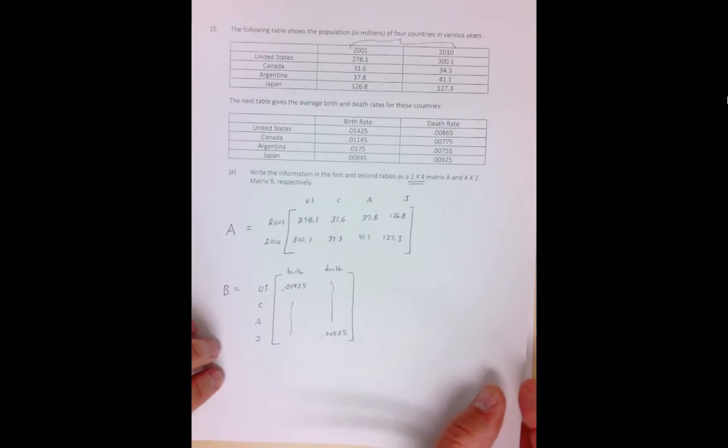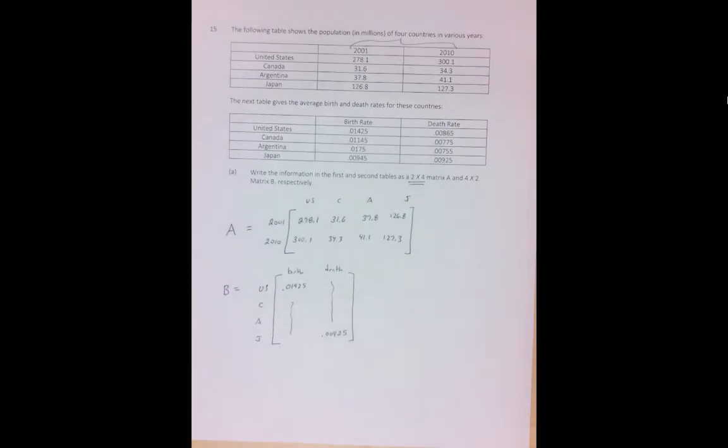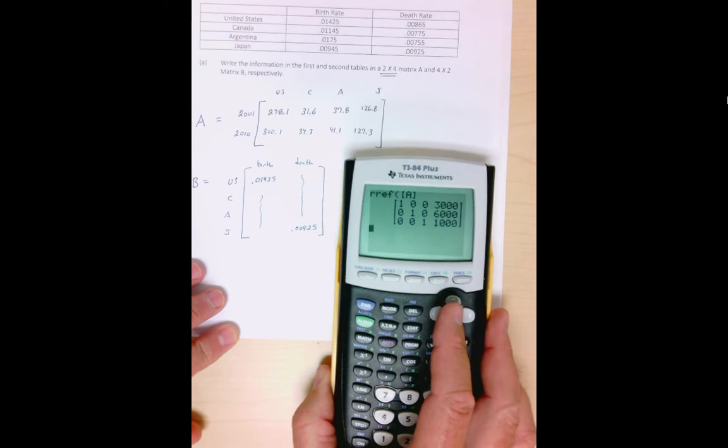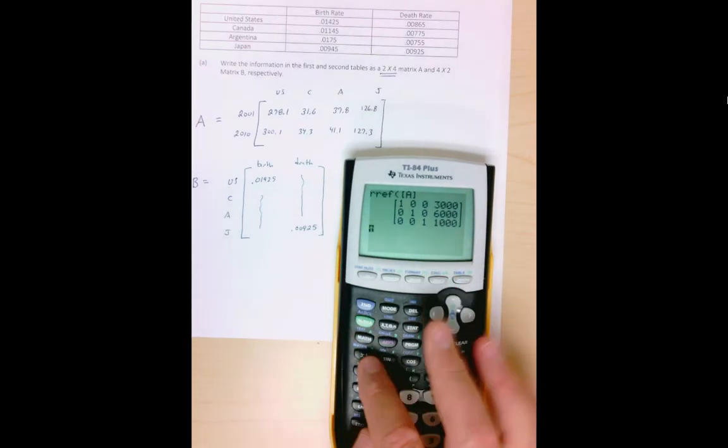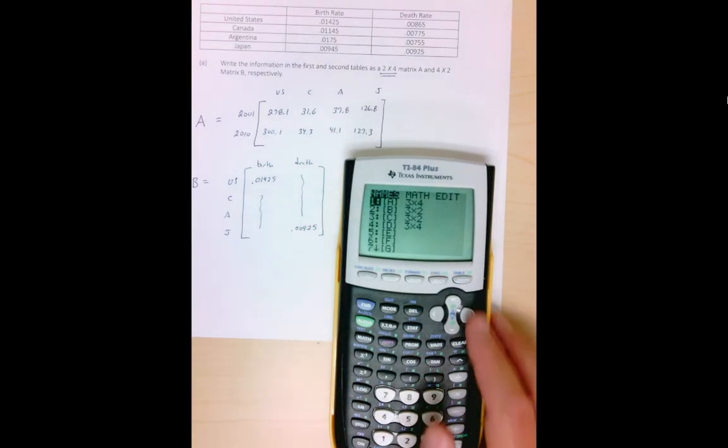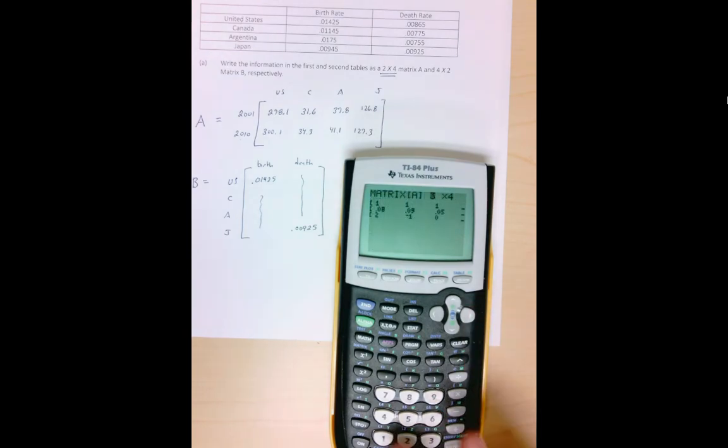All right, I knew it was coming. So let's go in and do that. So let's enter in our calculator these matrices. And I'm going to enter just as A and B. So, guys, I need a 2x4.